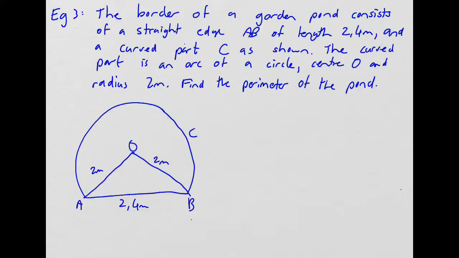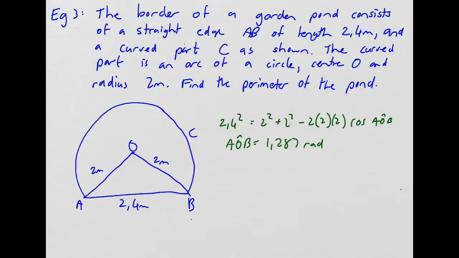Right, so firstly, we need to find the angle AOB. All right, and we can find that angle by using the cos rule. Right, so firstly in green, you can see that we need the size of angle AOB, which if we use the cos rule gives us 1.287 radians, which I've put in the diagram.